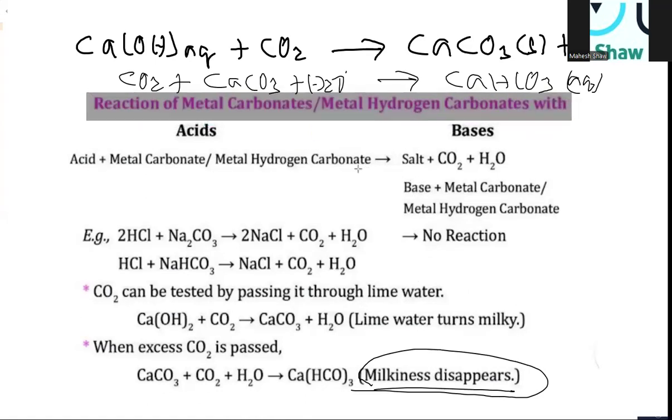So once again, we can review the general reaction over here. Whenever metal carbonates or metal bicarbonates react with an acid, what is the product? Salt, carbon dioxide, and water. Well, for bases, you should know that bases do not react either with metal carbonates or metal bicarbonates. So no product is formed. In fact, no reaction takes place when bases react with metal carbonates or metal bicarbonates.